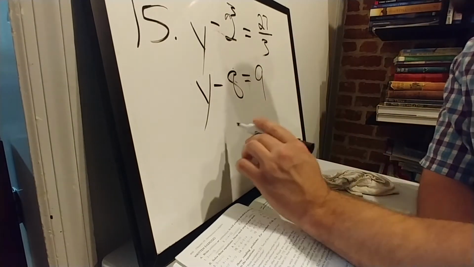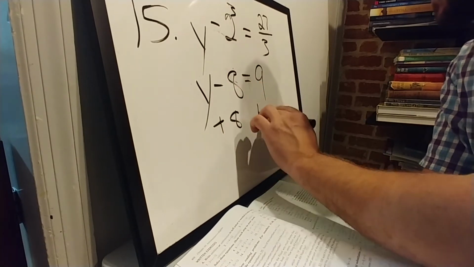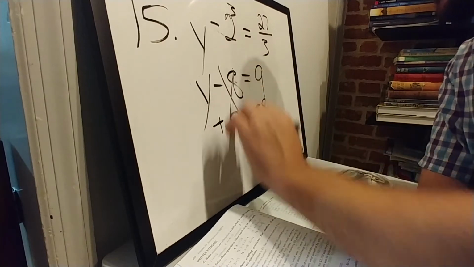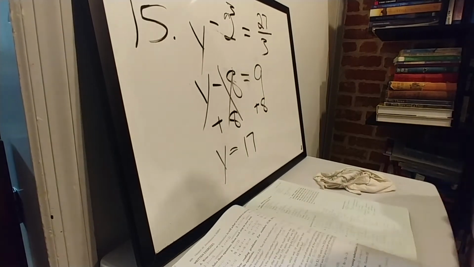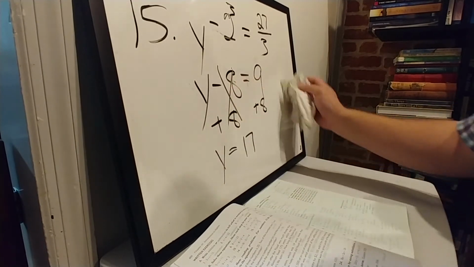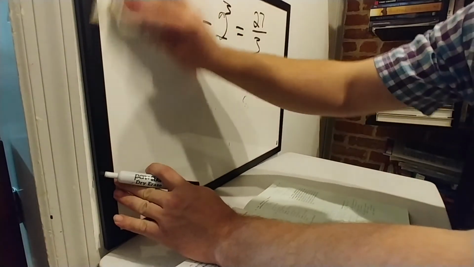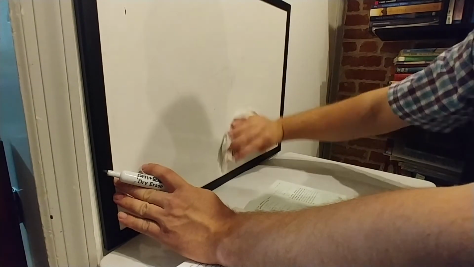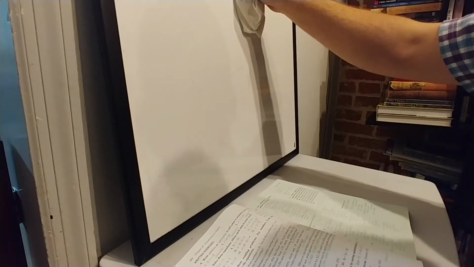Y minus 8 is 9. So it's a negative 8, so we have to add 8 to both sides. These cancel. Y equals 17. All right? And you can go back here and see if that makes sense. 17 minus 8 equals 9, and it does. Hopefully that made sense. If you have any questions on that, you can feel free to ask.